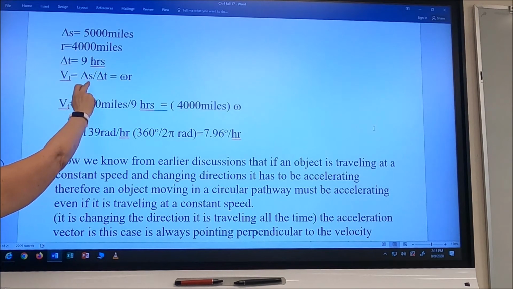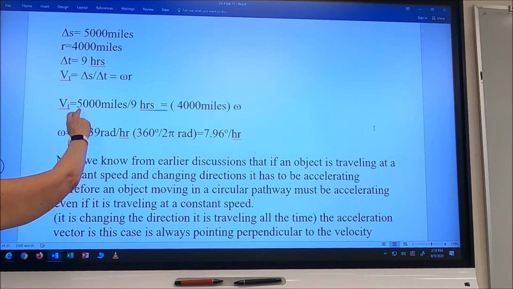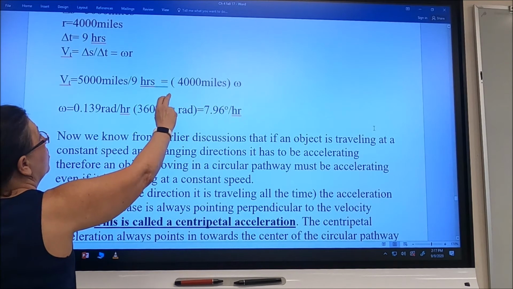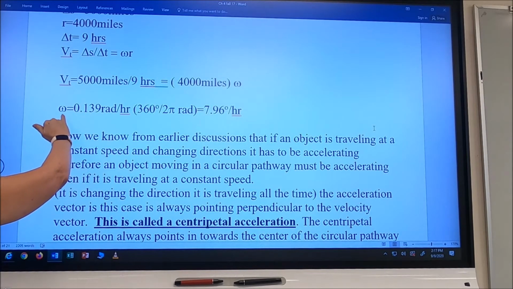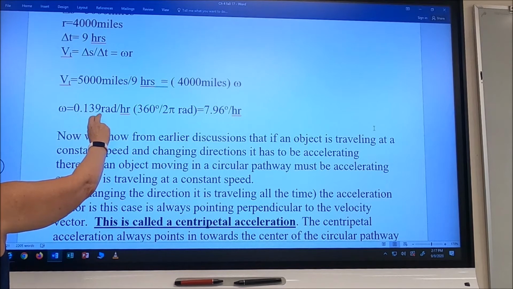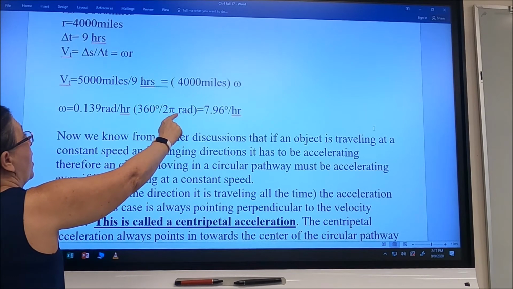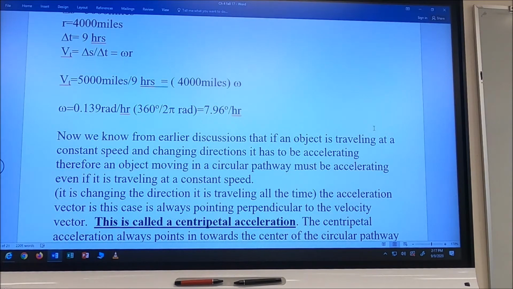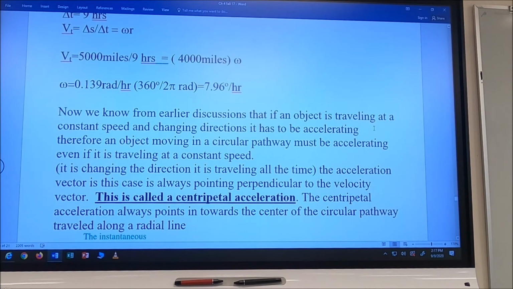Well, V sub T is delta S over delta T, which is equal to omega R. So V sub T is 5,000 miles divided by 9 hours, which is equal to 4,000 miles times omega, because R is the radius. So I get 0.139 radians per hour times 360 degrees over 2 pi radians gives me 7.96 degrees an hour, because the problem asks us for it in units of degrees per hour. So there's radians per hour, there's degrees per hour. Okay, not a bad problem.